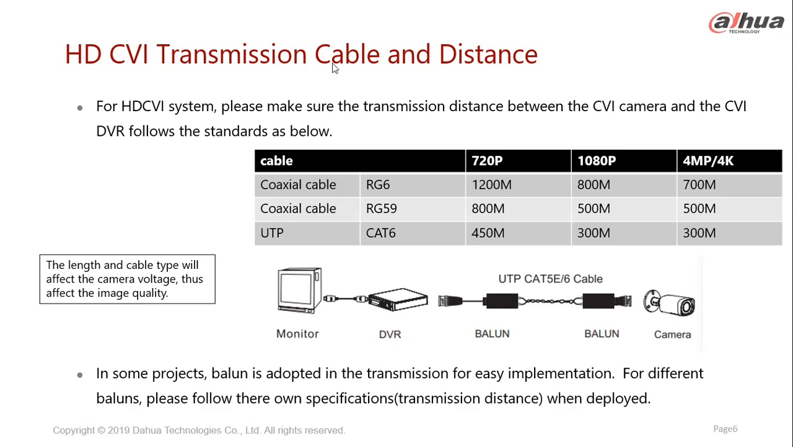So, transmission cable. There are recommended transmission distances that you need to take into consideration. If you're going to use this kind of cable, the RG6, that is the coaxial, for a 1 megapixel camera, you can transmit up to 1 kilometer. Okay, so I think something new. So 1 kilometer. Then if you use RG59, you can do 800.